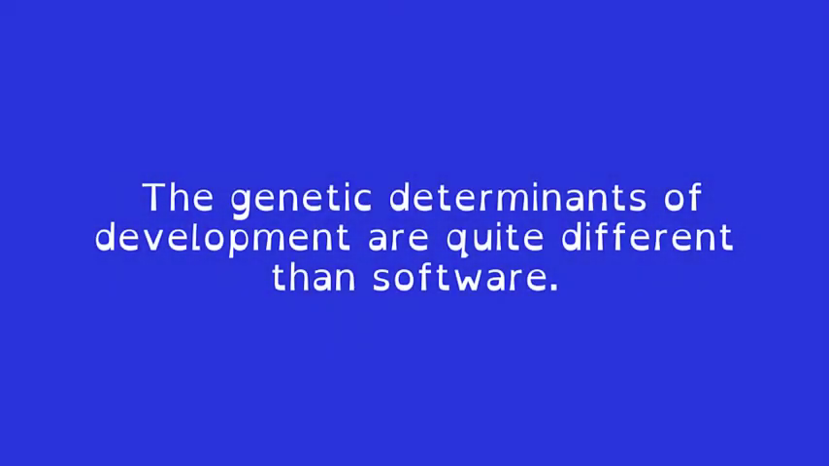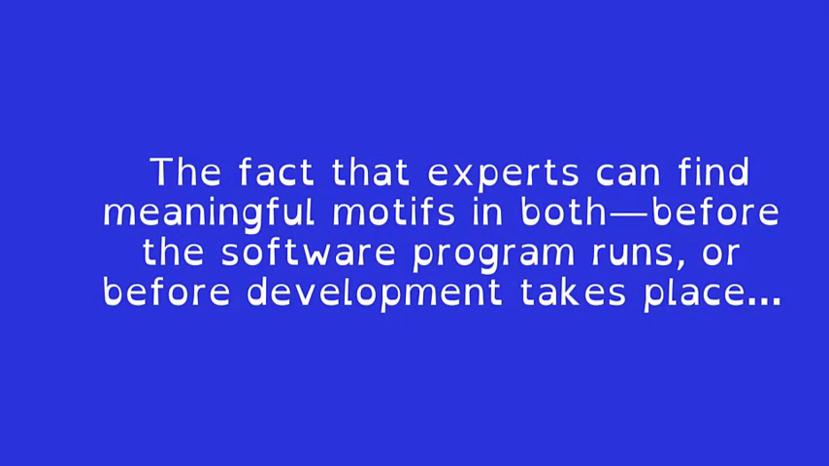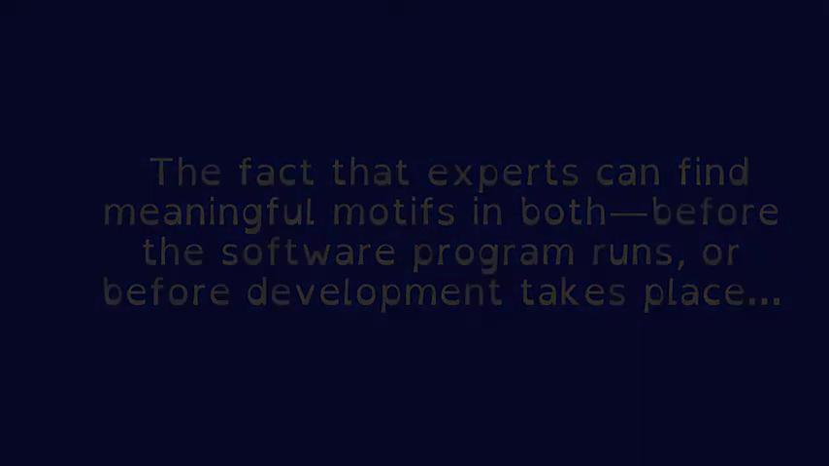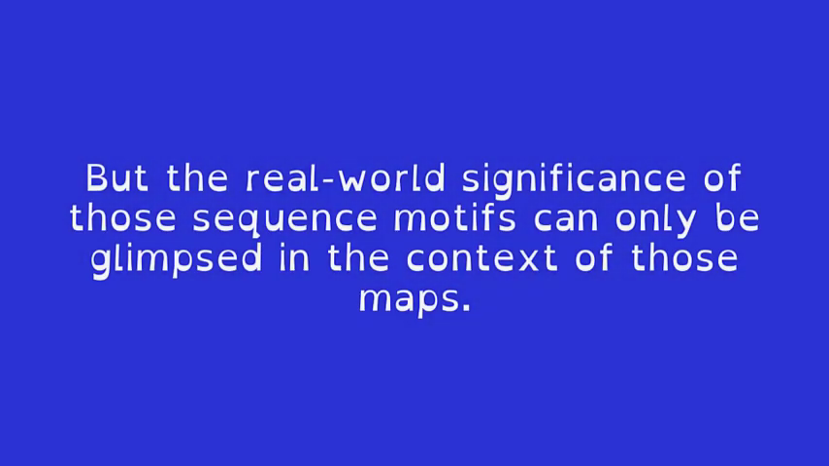The genetic determinants of development are quite different than software. The fact that experts can find meaningful motifs in both before the software program runs or before development takes place reflects the fact that in both of these domains of human activity, collective knowledge has been mapped onto the explicit sequences of bits or nucleotides. But the real-world significance of those sequence motifs can only be glimpsed in the context of those maps.